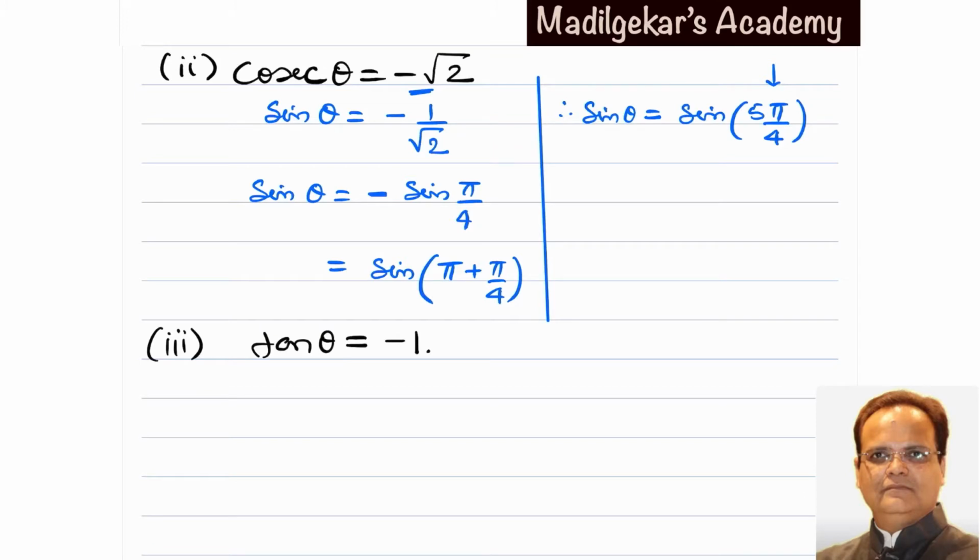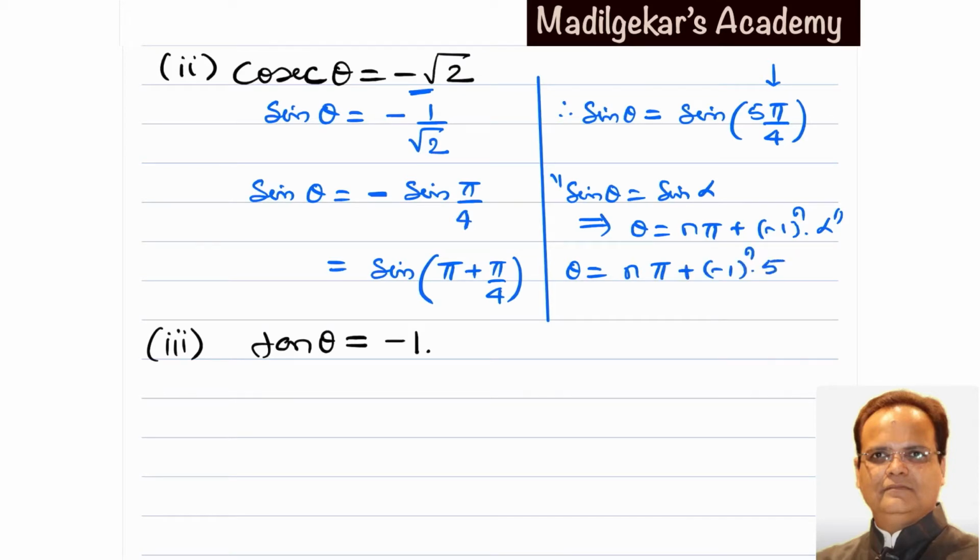And by applying the formula sine theta equals sine alpha implies theta equals n pi plus minus 1 raised to n alpha, we get the general solution as theta equals n pi plus minus 1 raised to n, where alpha is 5 pi by 4. So this is the required general solution.